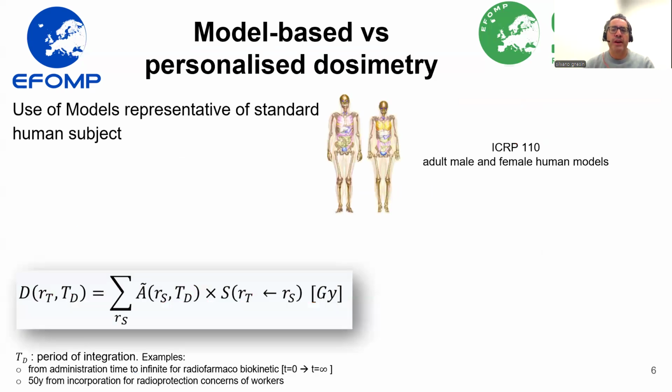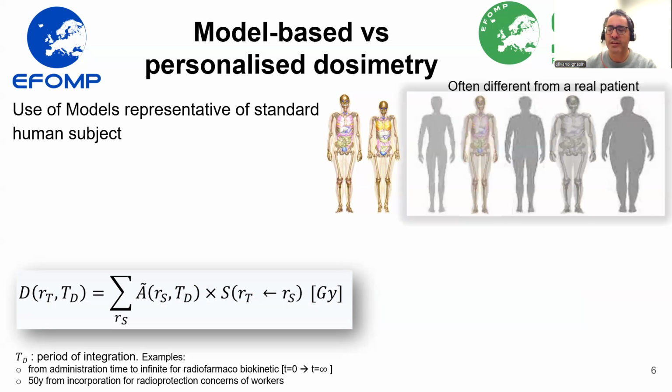About model-based versus personalized dosimetry, we have to point out that the ICRP uses models representative of standard human subjects, so it is an average that holds for the average adult patient or subject. ICRP Publication 110 reports these phantoms. As you can see, in real life you have different patient sizes and shapes that are not represented by the ICRP phantoms.